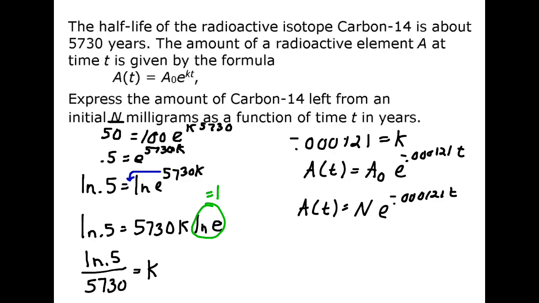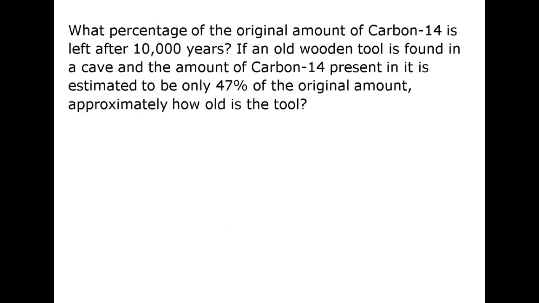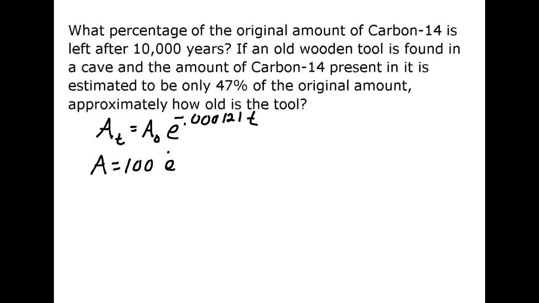Let's look at the second part of this problem. What percentage of the original amount of carbon-14 is left after 10,000 years? So we have our A sub t equals A sub 0 e to the negative 0.000121 t, and 10,000 years have passed. So let's pick a nice number for A sub 0 again. I'll just say 100. And go ahead and see how much that 100 becomes after 10,000 years.